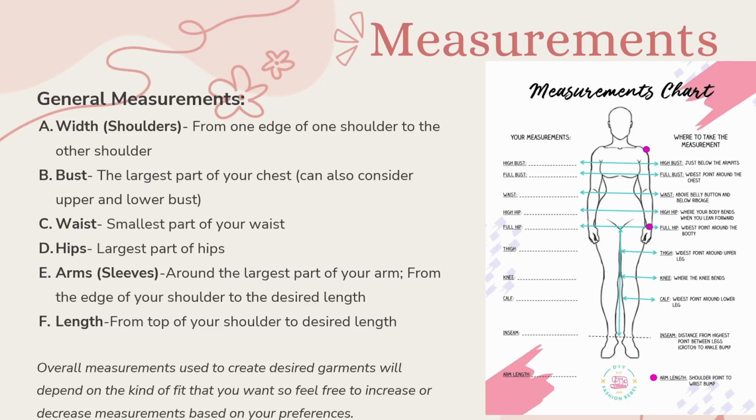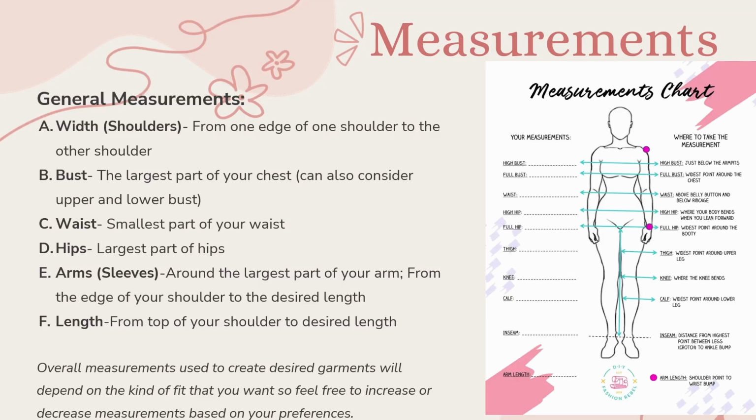So one would be width, which is going to be your shoulders. When you're measuring it, I would go from one edge of your shoulder to the other shoulder. Then you have bust, where there are different portions of your bust that you can also measure, but the most general part is just to take your widest part of your chest, and that's where you're going to measure around. Then there's waist, which is going to be closer to your torso, and that's going to be the smallest part of your waist. For your hips, that's going to be the largest part of your hips. For arms, you're just going to go around the largest portion of your arm and measure that.